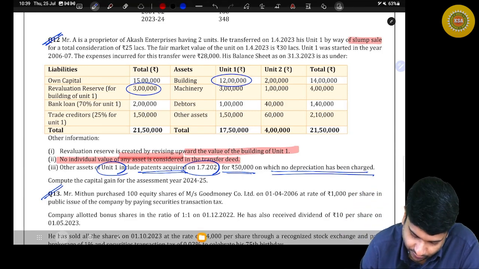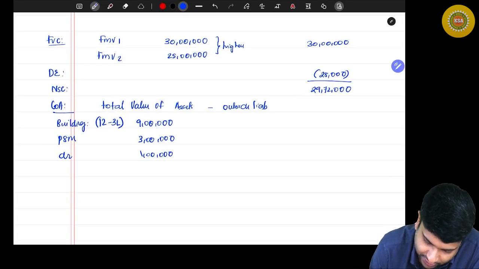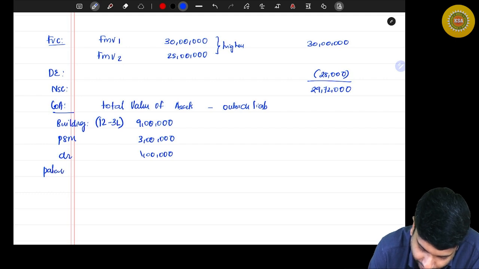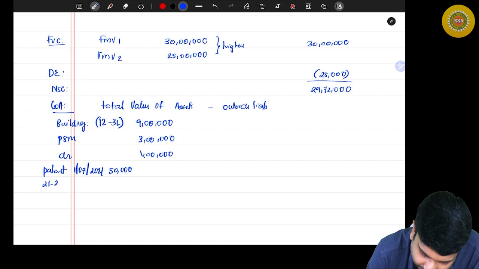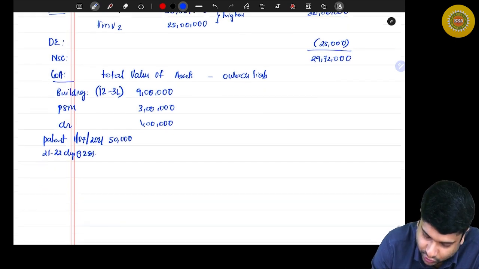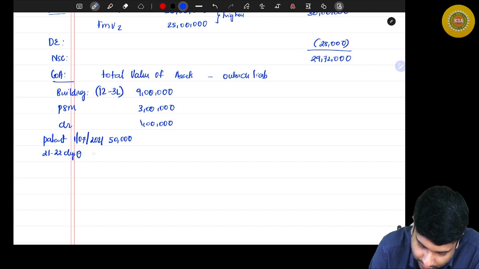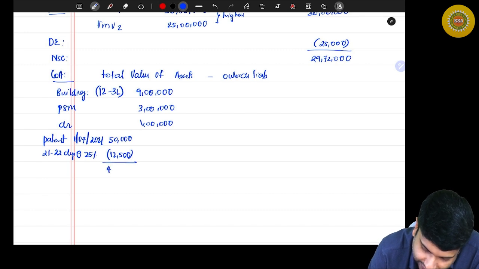So what you need to do is take a computation for patent. When is the date of purchase for patent? It is purchased on 1/7/2021. And what is the purchase value? 50,000. So 21-22 depreciation at 25% will be how much? At 25% it will be 12,500. And how much will be the closing WDV? 37,500.